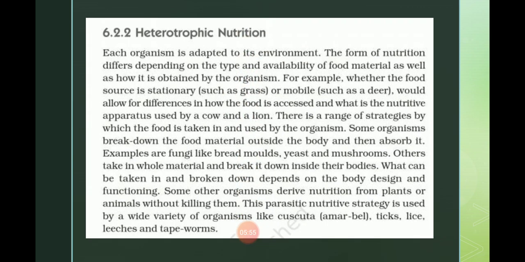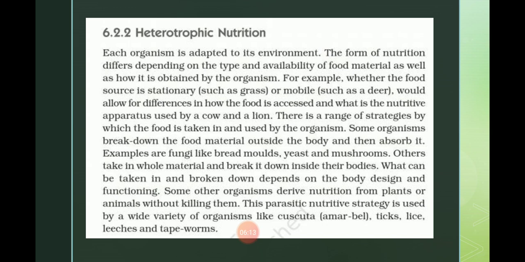The next mode of nutrition, which is followed by the majority of living organisms, is the heterotrophic mode of nutrition. Here, heterotrophic means dependent on other organisms for their food needs.